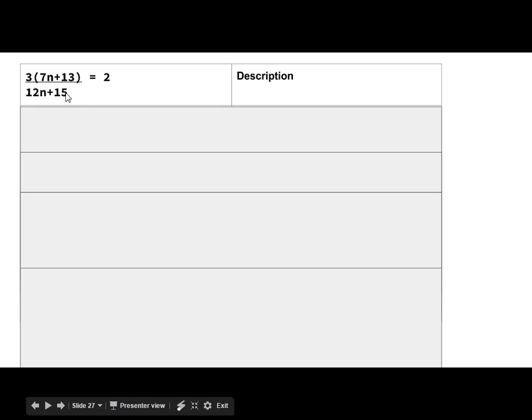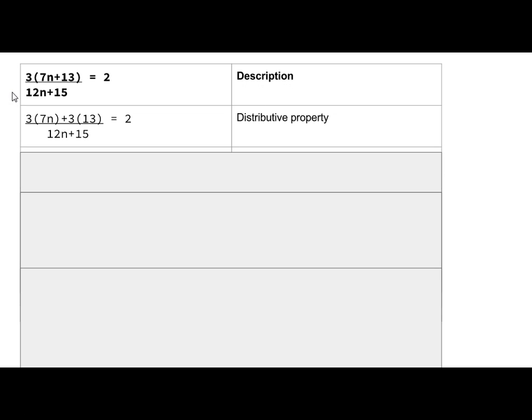Because remember, these have these imaginary brackets around them, and I need to take care of the whole term by itself there. Okay, so I'm going to multiply both sides by 12n plus 15. I lied. I'm going to do the distributive property first. I bet some of you knew that, and I was tricking you. So I guess we're going to do the distributive property first. And so we have 3 times 7n plus 3 times 13 all over top of 12n plus 15 equals 2.